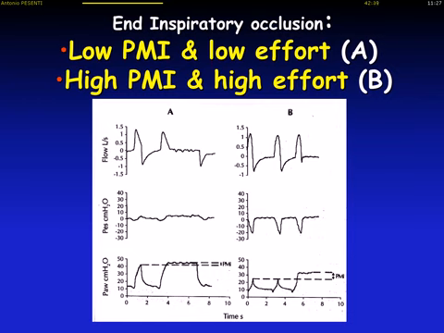And if at end inspiration the patient is still working quite a bit, it means we are not supporting him enough. He is working too much. So we have to set a reasonable level of PMI. 0 is too low, is almost totally supported. 10 is too much.